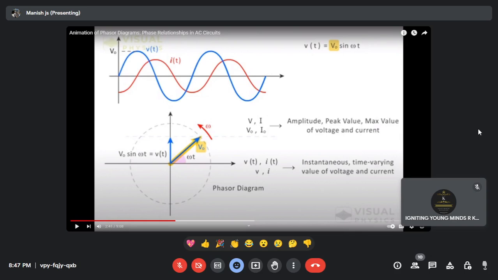V naught is nothing but your peak value. The arrowhead is going to represent the maximum value, that is the magnitude of the given value of your AC, be it the voltage or be it the current. So when it starts rotating, you can see there is a waveform that is created. This waveform is due to the phasors. So the basic idea from phasors is that when the phasors are being mapped on the graph, the mapping will give you a sinusoidal wave. So this is how you can visualize what a phasor ultimately is.